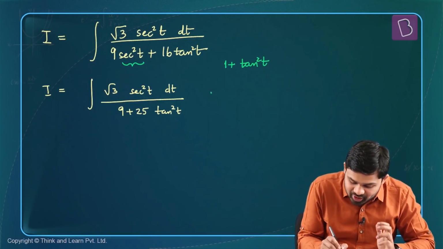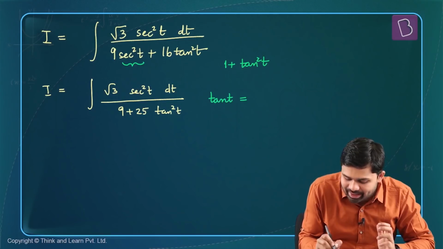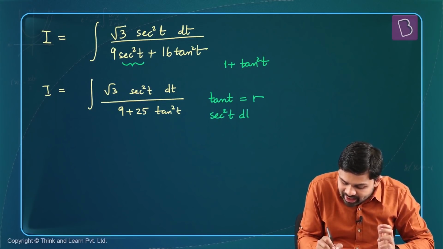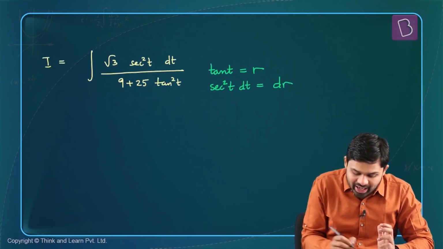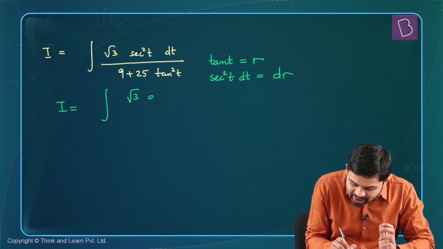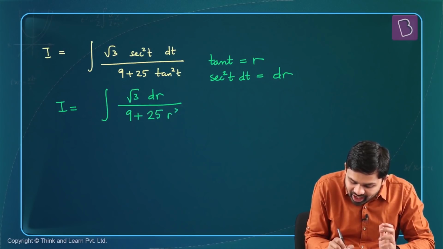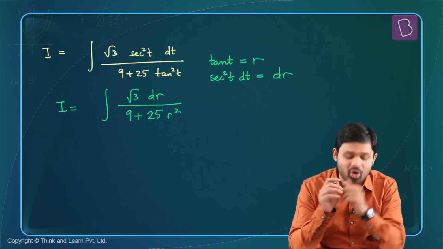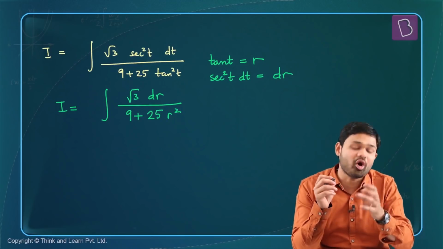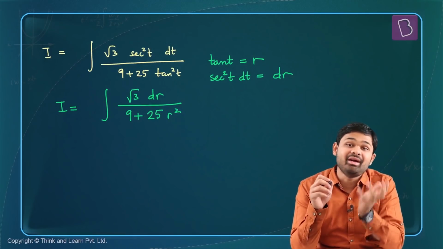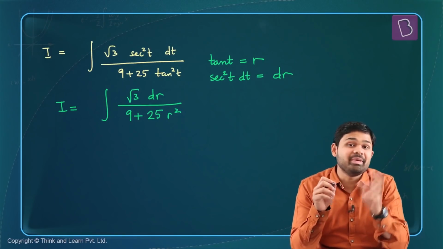Now I'm going to make my substitution as tan t is some other variable r, which gives me secant square t dt to be equal to dr, and my integral now gets converted to root 3 dr divided by 9 plus 25 r square. Now, if I take the root 3 common out, this is going to be of the form the integral of 1 divided by a square plus b square x square.